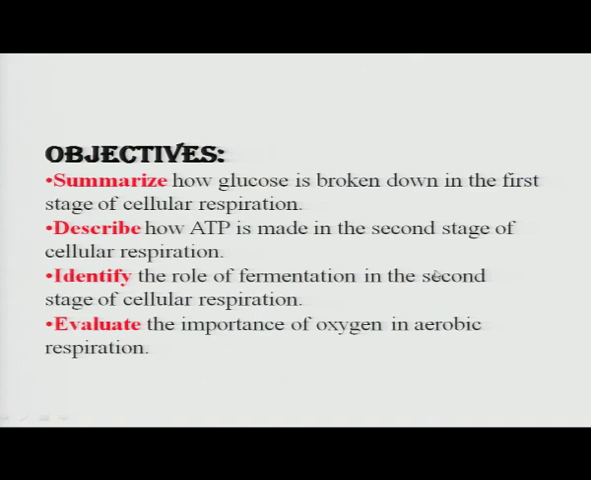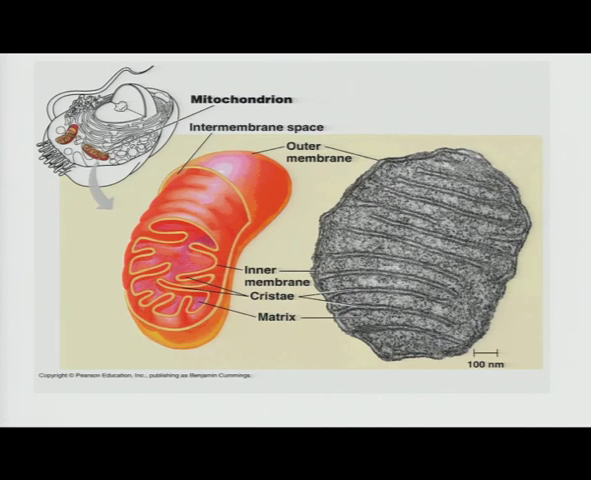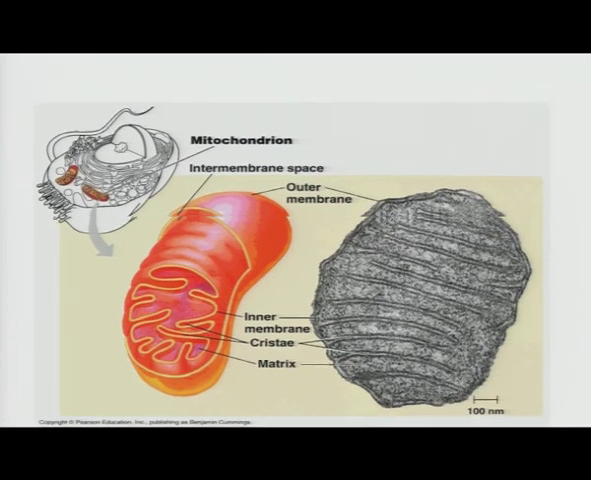Now, what is the objective of this chapter? First of all, how glucose is broken down in the first stage of cellular respiration. Next, how ATP is made in the second stage of cellular respiration. What is the role of fermentation in the second stage of respiration, that is anaerobic respiration. Then the importance of oxygen in aerobic respiration. Here is the mitochondrial structure.